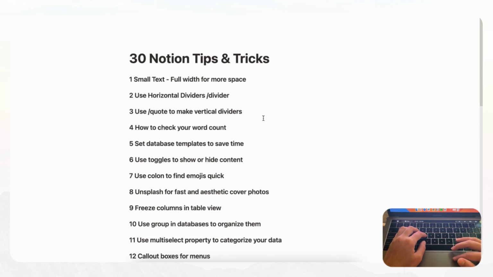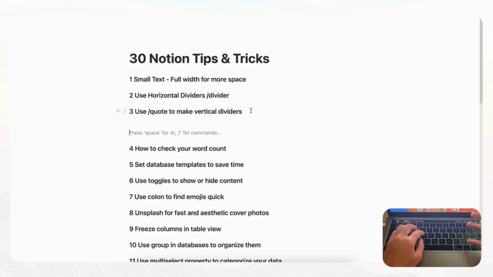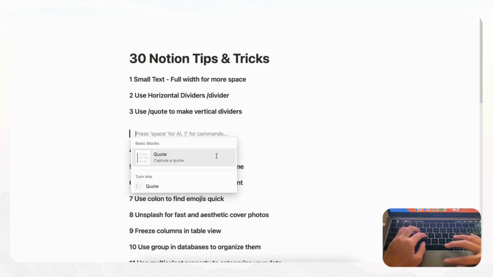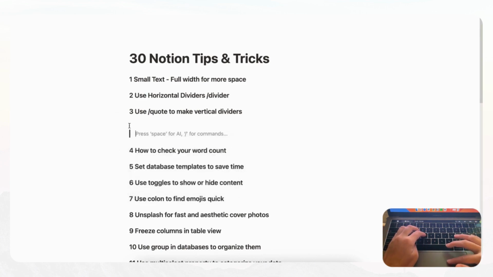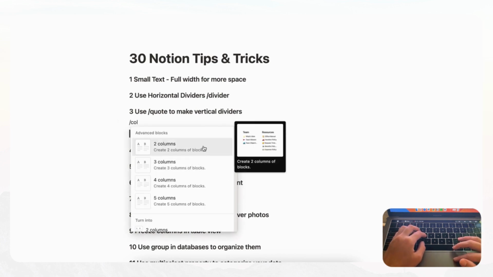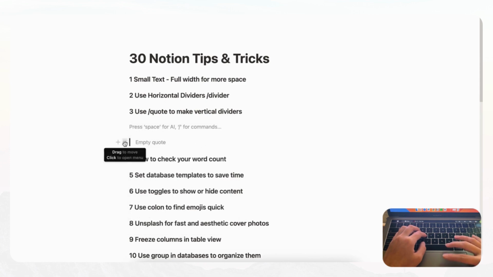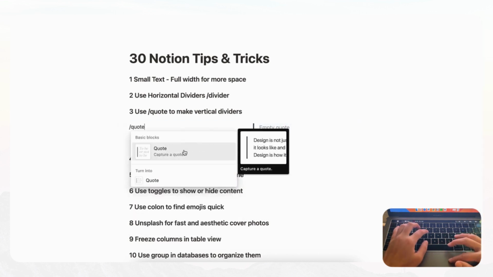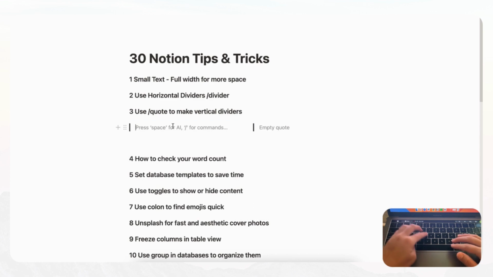So the next one we have for you is to use /quote to make vertical dividers. And what this means is if you type /quote, you'll notice that it has this line on the left side, and you can use this as sort of a hack in order to create the appearance of multiple dividers. And for that, you'll also need to do /column. And let's say we made 2 columns, and we could move this one onto the other column like this. And then on this side, we could make another quote. And now we have a divider here.